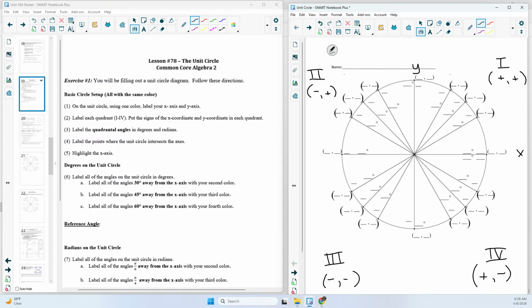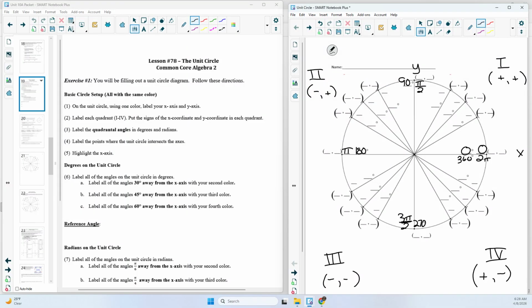Next, we're going to label the quadrantal angles in degrees and radians. So my quadrantal angles are the ones that fall on the quadrant lines. And each of these is a 90-degree turn, so we know they're multiples of 90. For radians, we know the whole unit circle has 2 pi radians because that's how many radii fit around a circle. So half of that would be pi. Half of pi is pi over 2, and you can use that line as a fraction bar, it's kind of nice. And then in between 1 pi and 2 pi is 1.5 pi, which we write as 3 pi over 2.